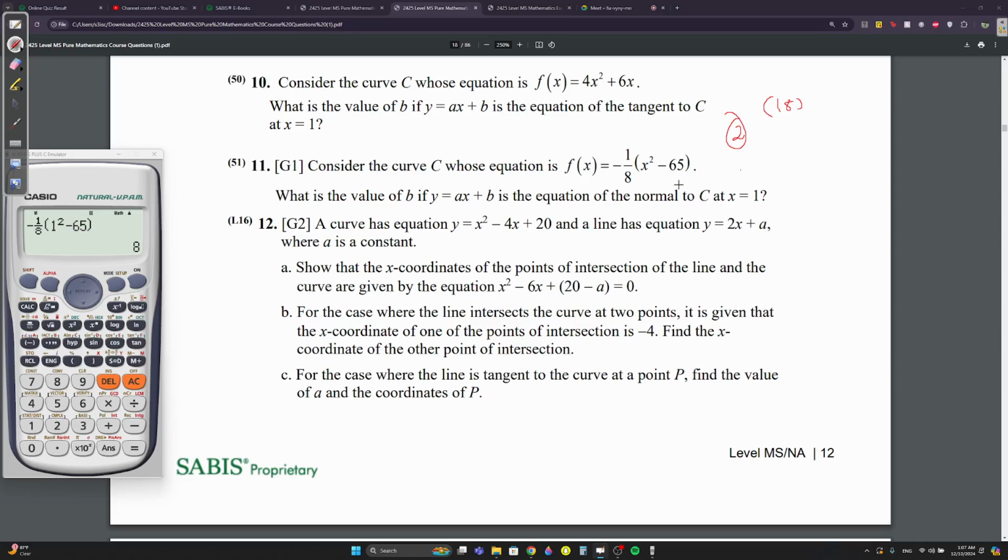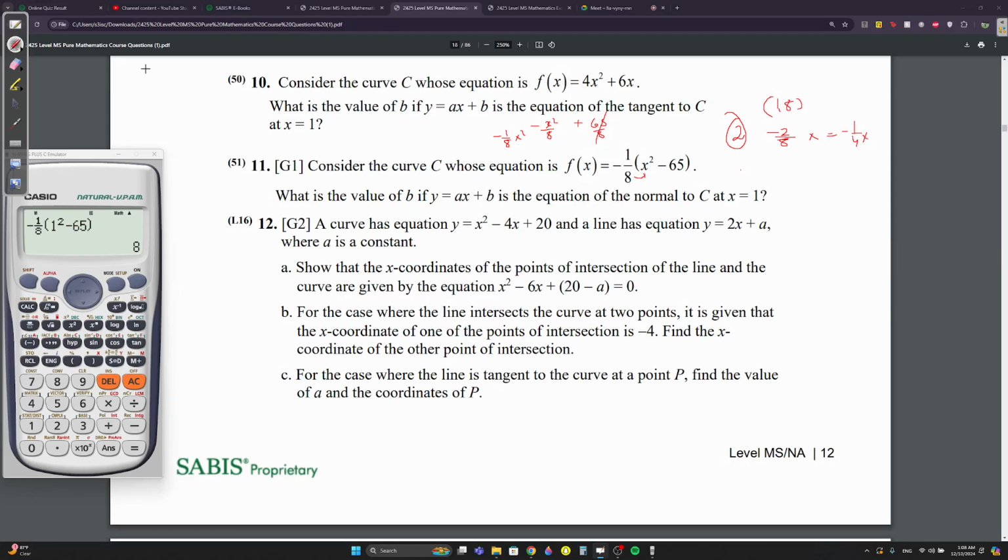Second step is obviously to derive and find the slope. Let's derive. To derive, let's distribute the minus 1 over 8 inside. So it's going to be minus x squared over 8 plus 65 over 8. When you derive this, the constant gets cancelled, obviously, and this will be 2 times minus 1 over 8 x squared, so it's a bit easier to derive. 2 times minus 1 over 8 is minus 2 over 8, and then x squared becomes x. This is the same as minus 1 over 4x, because it's in simplest form.